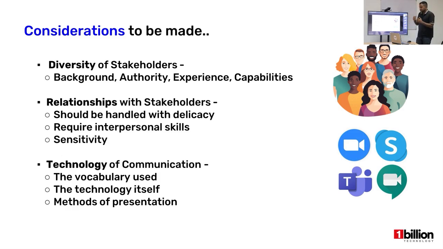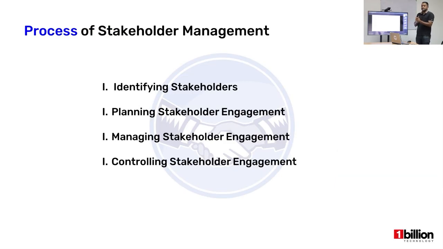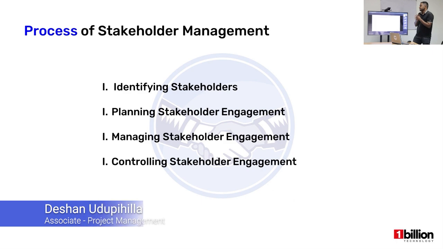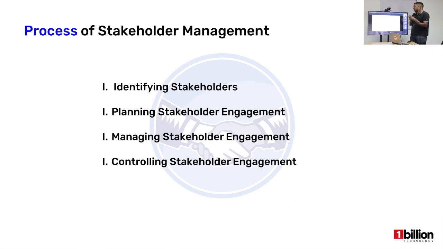So that can happen. The vocabulary you use also depends on the diversity or the background of the stakeholder, but the vocabulary you use while working with stakeholders is really, really important. Next, we have the process of stakeholder management. So this is where we go in depth in stakeholder management. We have four processes of stakeholder management. First one being identifying stakeholders, then planning stakeholder engagement. Thirdly, we have managing stakeholder engagement, and finally, controlling stakeholder engagement.